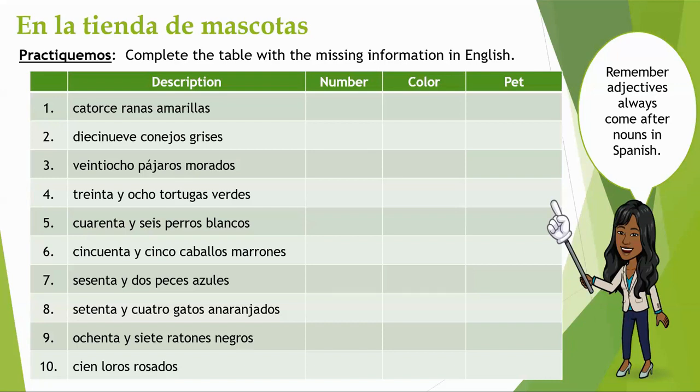And the last one, 100 loros rosados. Jada. 100. My bad. 100 pink... I can't remember what loros is. I don't remember that being on the thing. Loros is parrots. Okay, sorry. 100 pink parrots. All right. Okay.